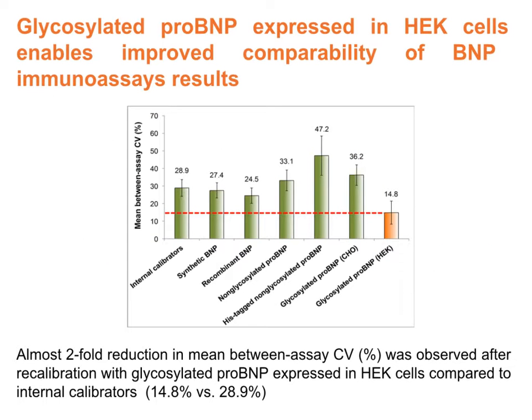Absolute BNP concentrations measured in heart failure plasma samples differed considerably between BNP immunoassays for internal calibrators and for 5 out of 6 external calibrators. However, when glycosylated proBNP expressed in HEK cells was utilized as a common external calibrator for all assays, a significant reduction of the between-assay variability was achieved.